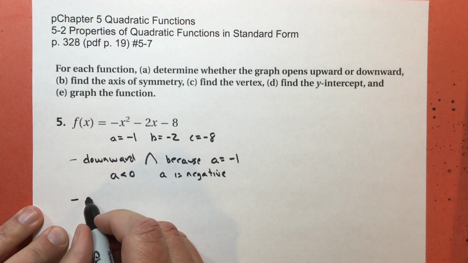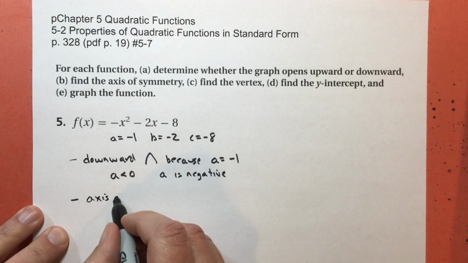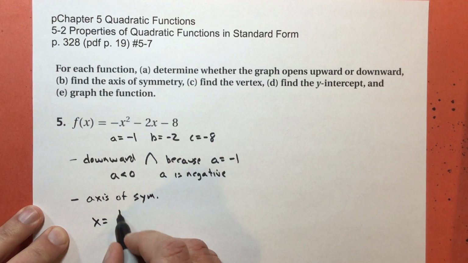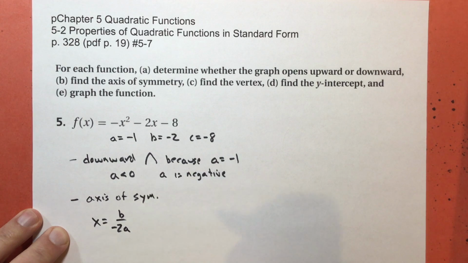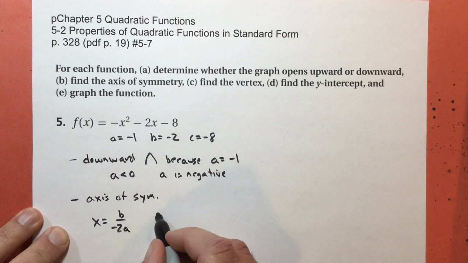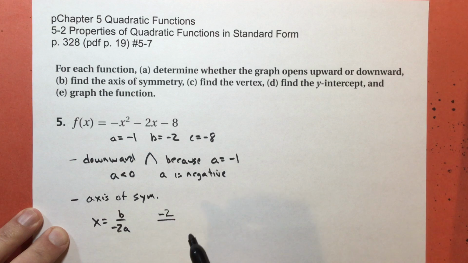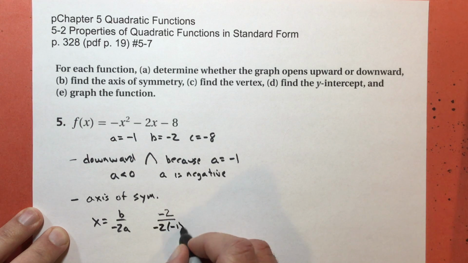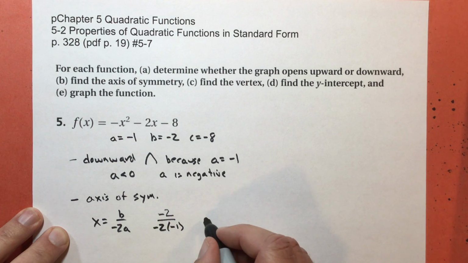Next, let's find the axis of symmetry. The axis of symmetry is x equals b over negative 2a. My b is negative 2. Might have to get a different marker. This one's starting to dry out. My a is negative 1, so negative 2 times negative 1. There it goes. Negative 2 times negative 1 is positive 2. And negative 2 divided by positive 2 is negative 1.